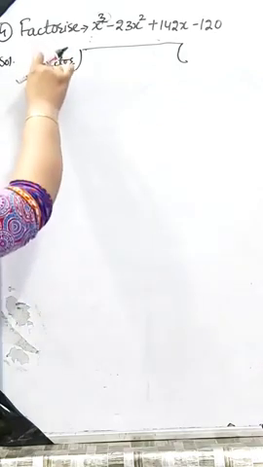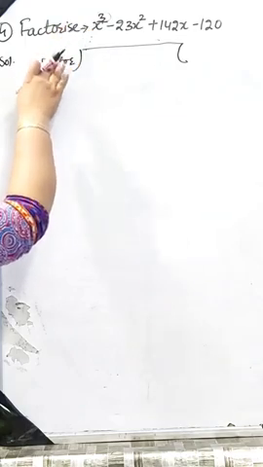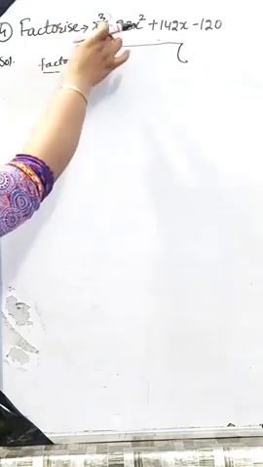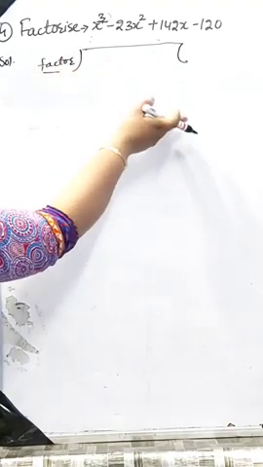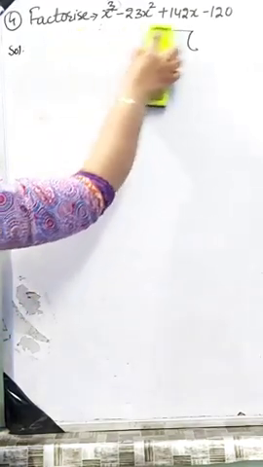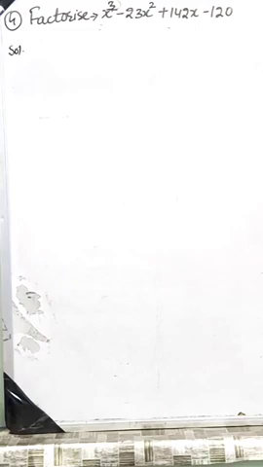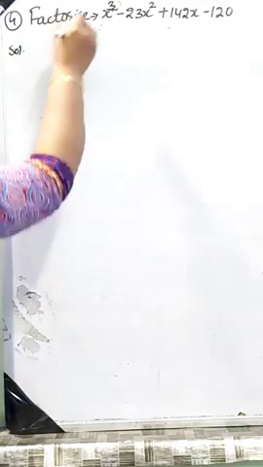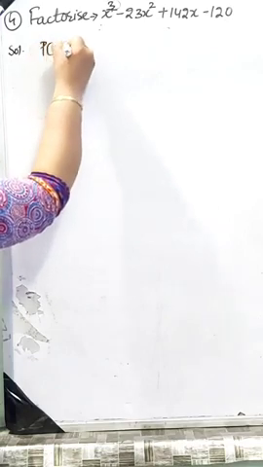Therefore, first of all, we have to find one possible factor of this polynomial. After that, we have to divide the given polynomial by that factor to find the remaining two factors. Now we will solve this question in 3 steps. First of all, you have to write the given polynomial equal to p of x.